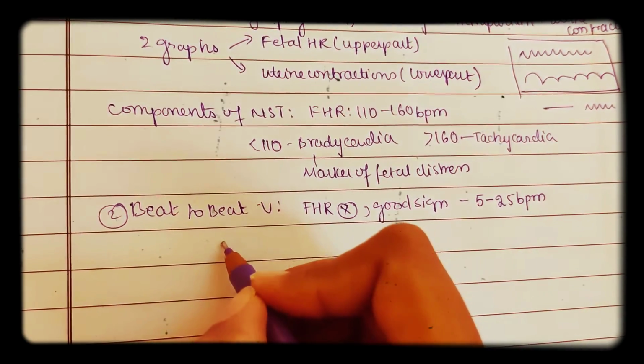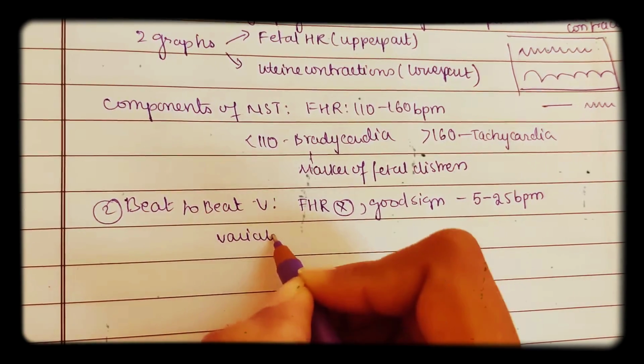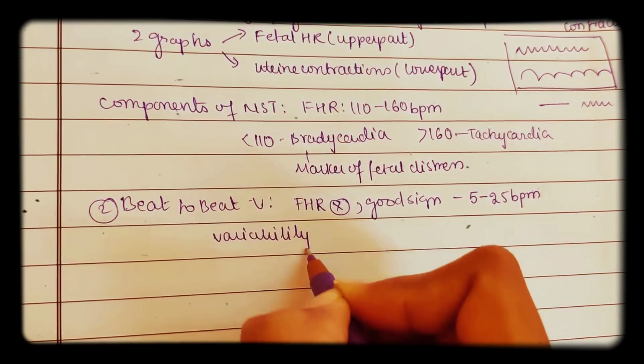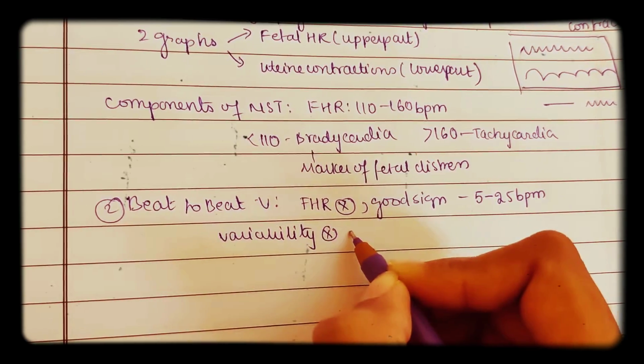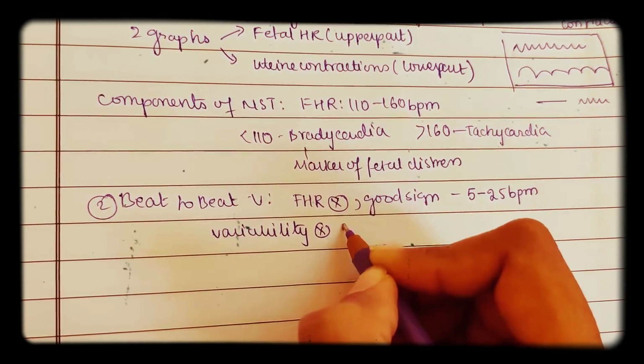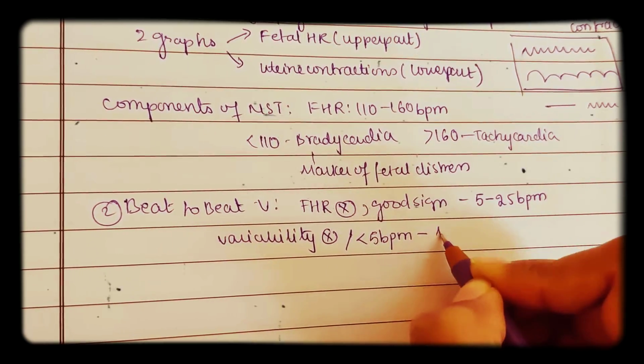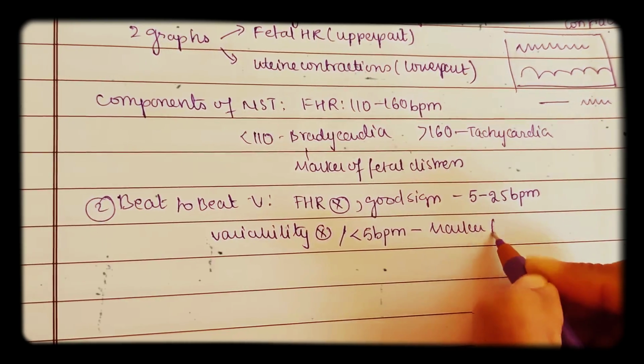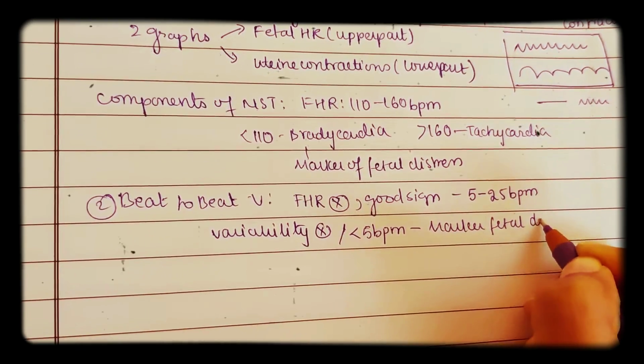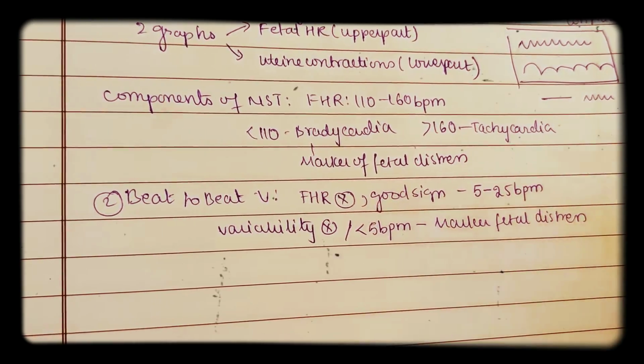If the variability is absent, or you can say it is less than 5 beats per minute, then it is a marker of again fetal distress. So these are some of the important points which we need to keep in mind.